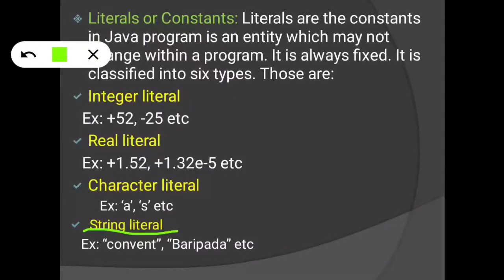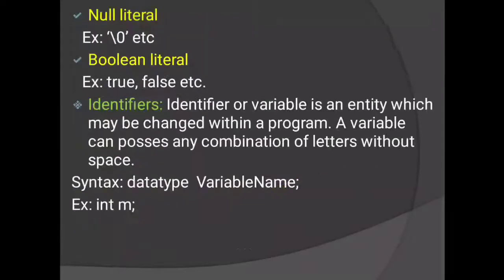Understood? Okay, the next is string constant. String means more than one alphabet. When we represent more than one alphabet within double quotation marks, it is called a string constant. See, "convent" is within double quotes, "Baripada" is also within double quotes. All of these are treated as string constants. Okay, then next we will proceed.